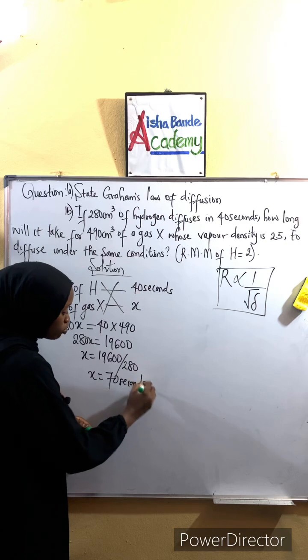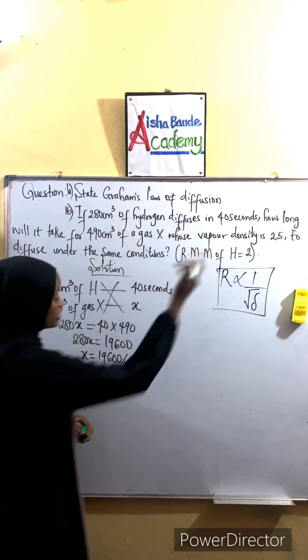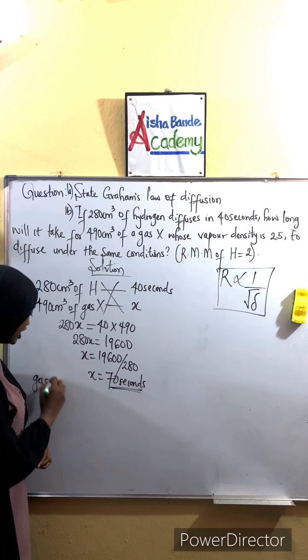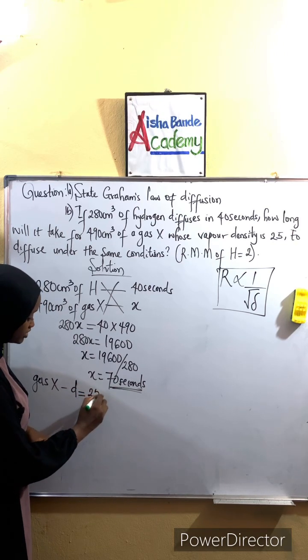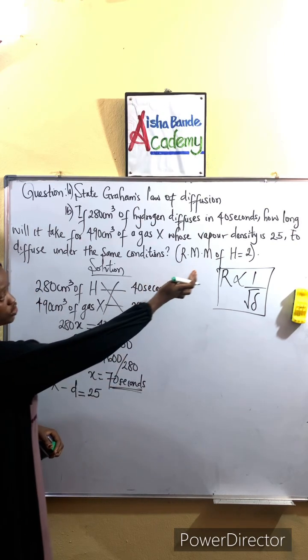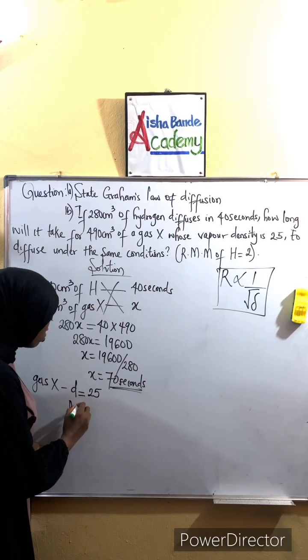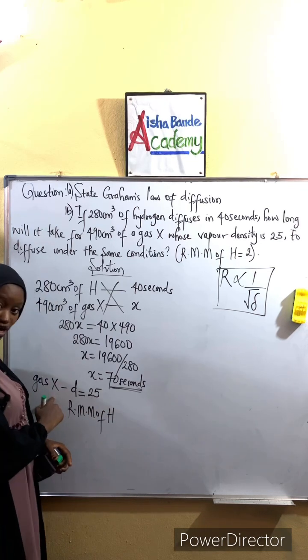So moving on, we have the vapor density. This vapor density is for gas X. So we now say that gas X has a vapor density of 25. Another value, or parameter, given is the relative molecular mass of hydrogen, not for gas X.